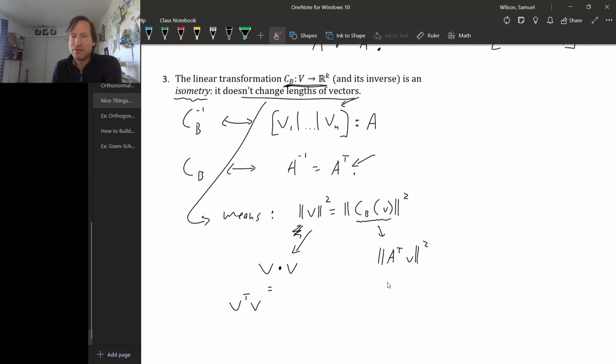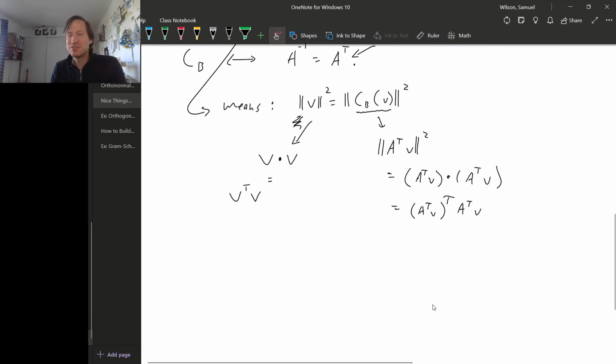So what is the square of the magnitude? Well, that's the dot product of this vector with itself. So A transpose V dotted with A transpose V, right? But another way to write the dot product is that it's the transpose of this vector, so A transpose V transpose times A transpose V. Okay, but what is A transpose V transpose? That's V transpose, A transpose transpose, and then times A transpose V.